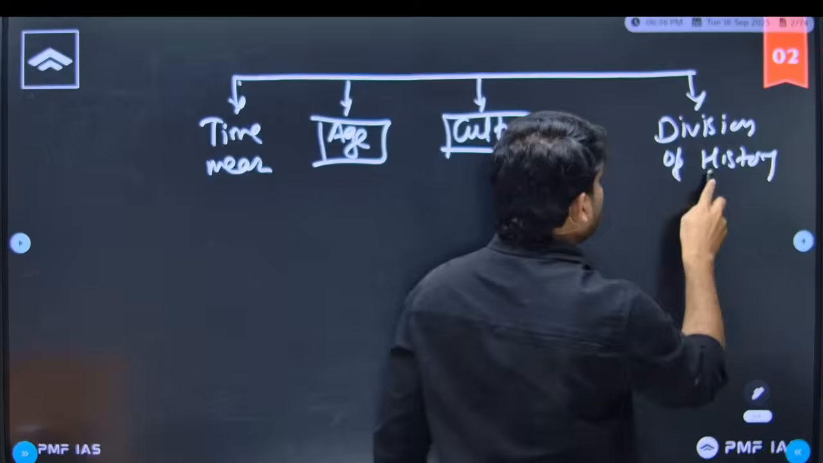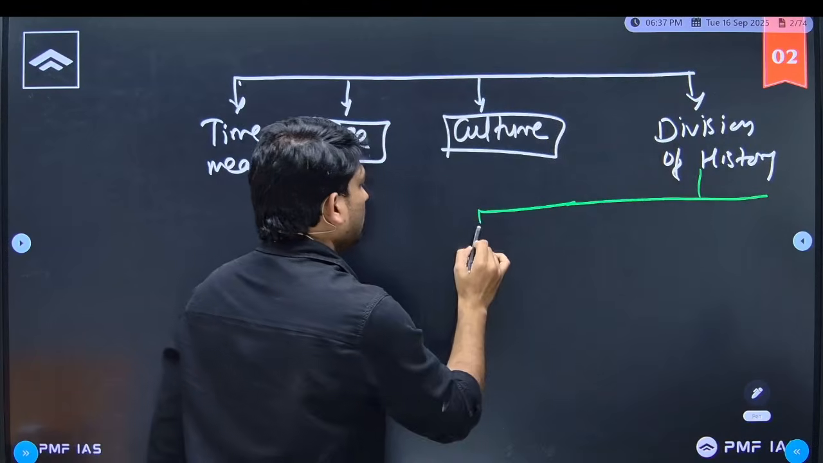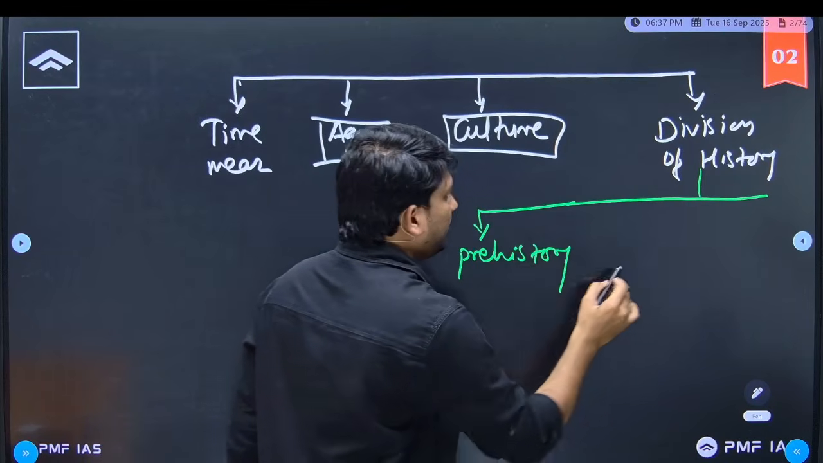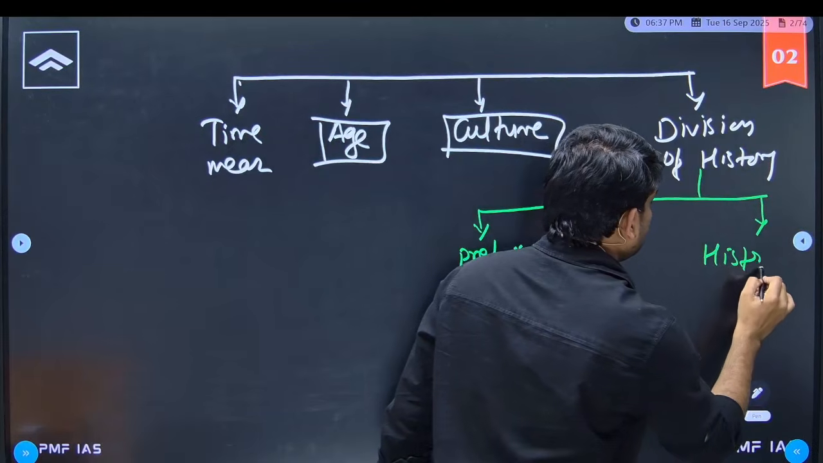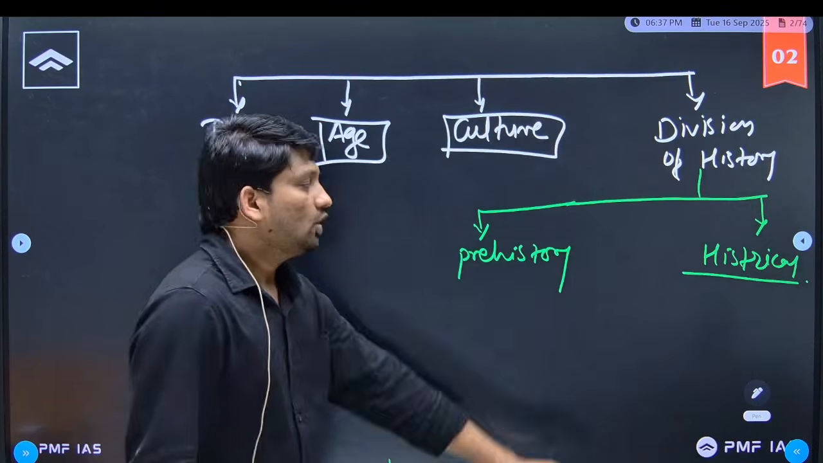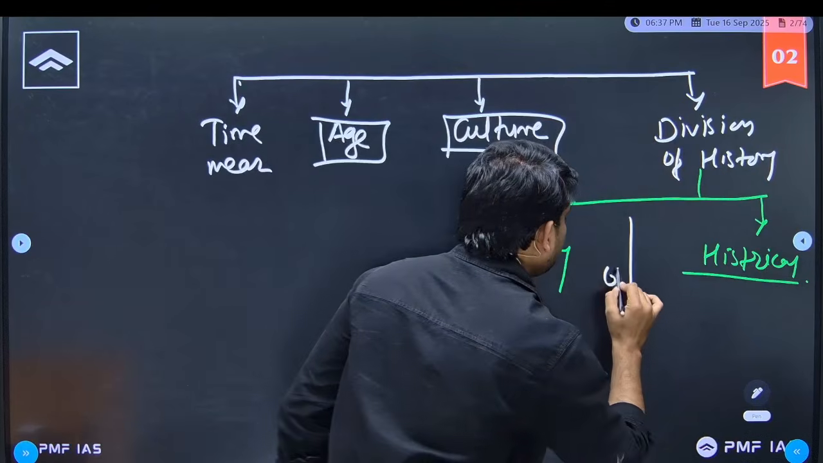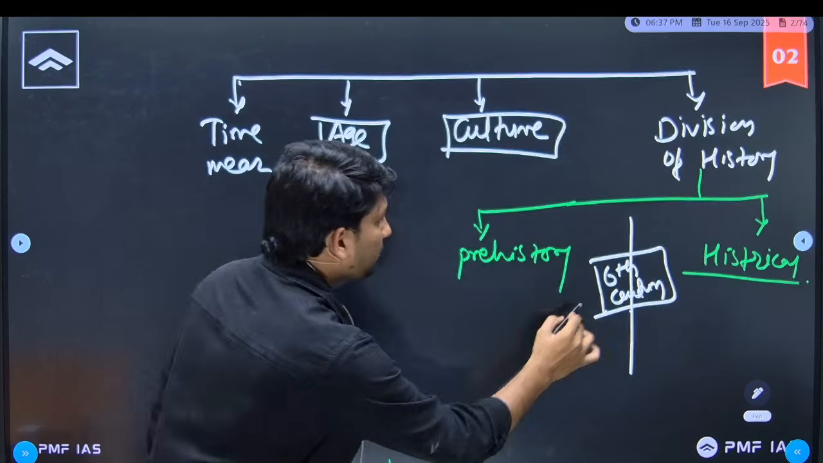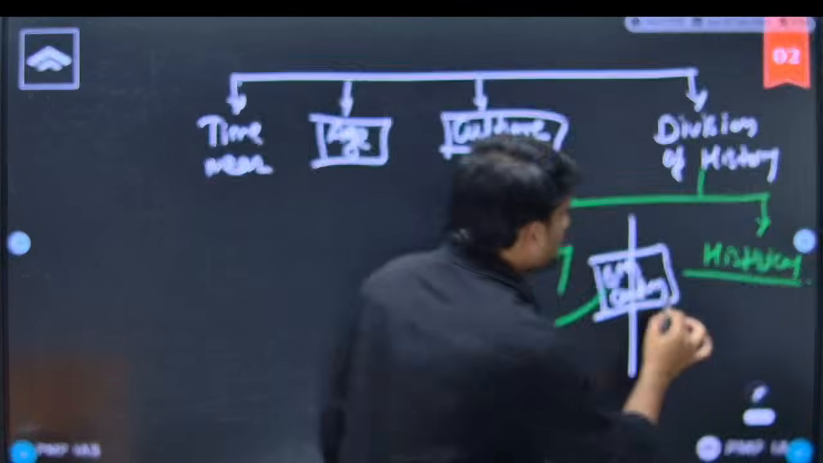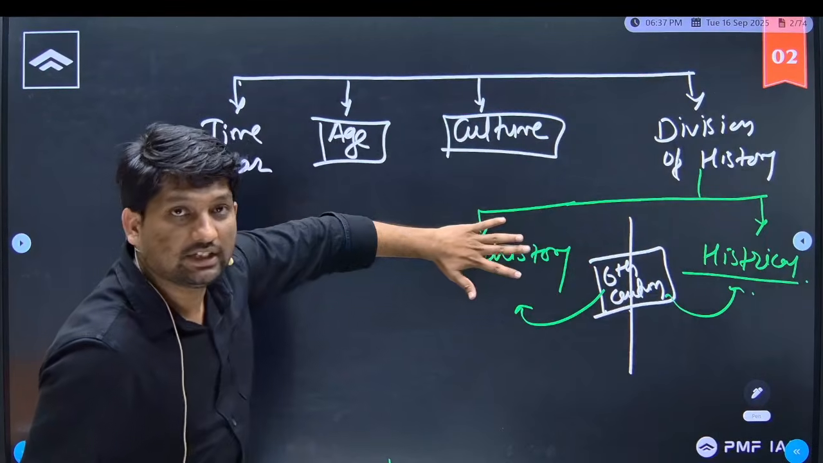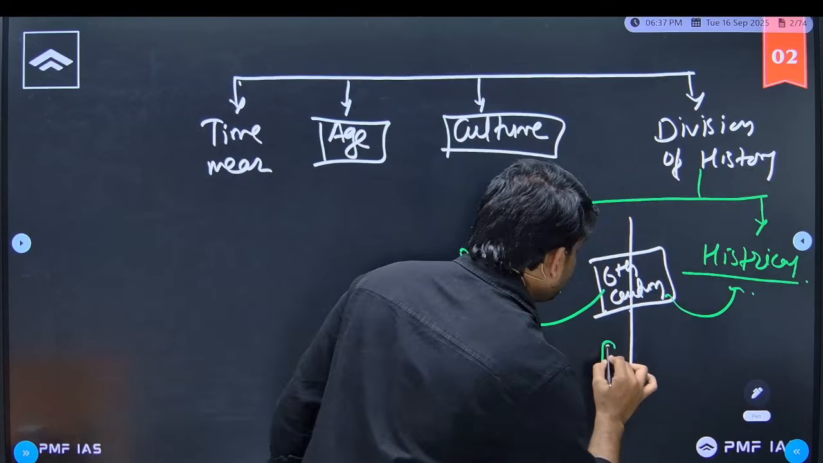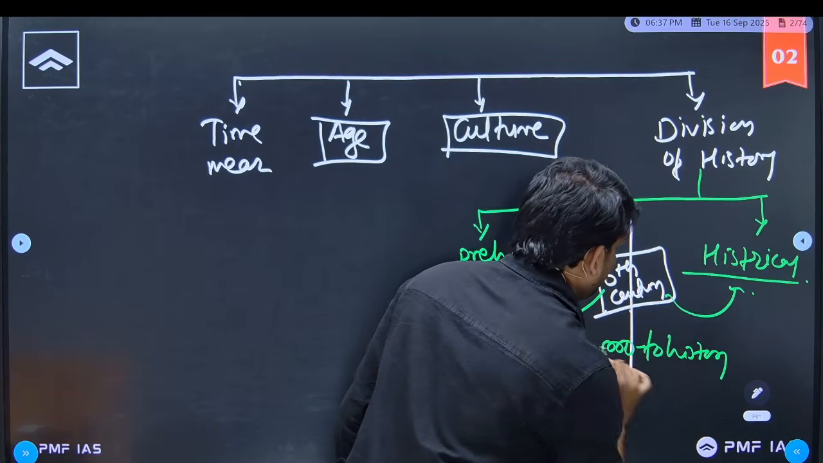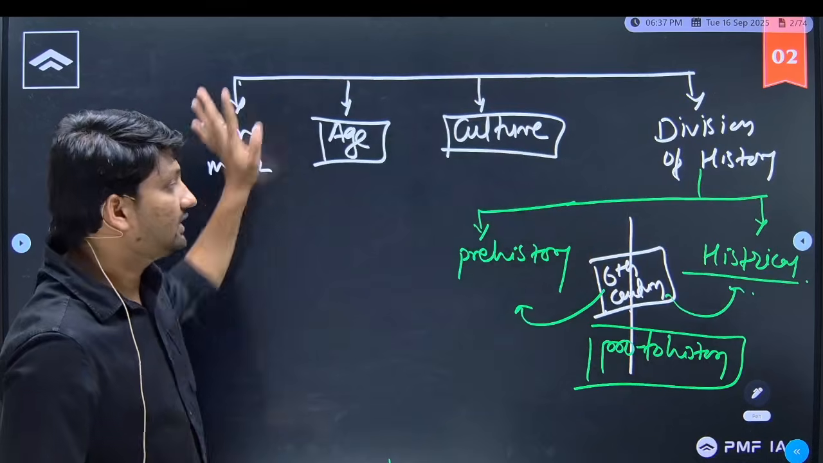History is divided into two groups, that is prehistory and the historical phase or historical time. Before the 6th century BC, remember this 6th century BC, everything comes under prehistory, and after the 6th century BC is the historical period. Apart from these two divisions, prehistory and historical period, we have also seen protohistory. All these things we studied in the first lecture.